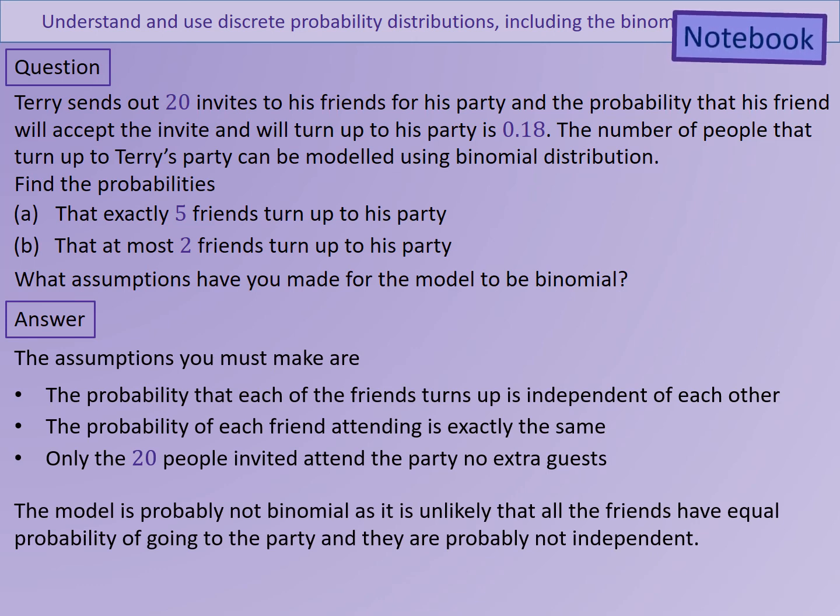So it says the model is probably not binomial, as it's unlikely that all the friends have equal probability of going to the party, and they are probably not independent. But if we make some assumptions, we can loosely work out what the probability would be, but there may be other distributions that could be a better model for this situation.